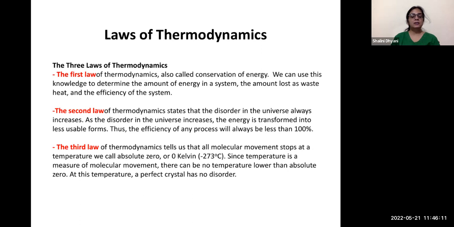Now, the third law of thermodynamics, as I mentioned, says that all molecular activity should cease at absolute zero, minus 273 degrees centigrade or 0 degrees Kelvin. Since temperature is the measure of movement, there can be no temperature lower than absolute zero. It is also very hard to find a state where there will be no energy in a system on this planet. At this temperature, a perfect crystal will have no disorder. It will have very low entropy.